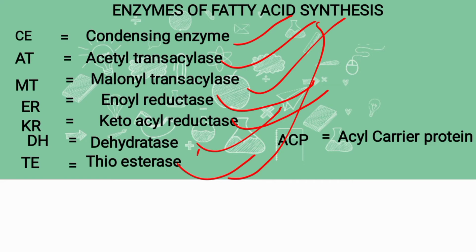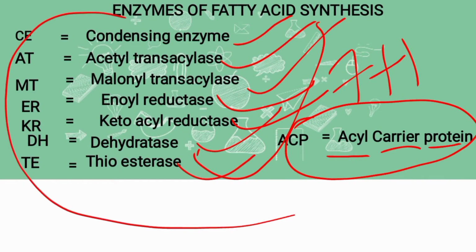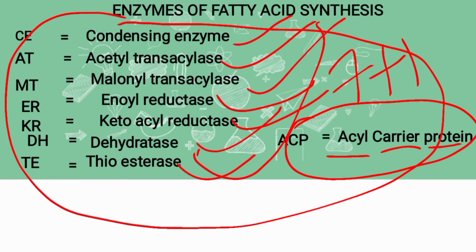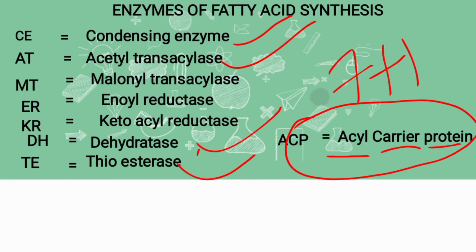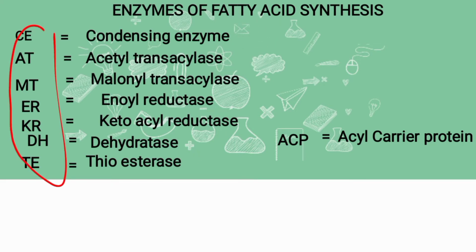So these are the 7 enzymes and one carrier protein. The carrier protein is called acyl carrier protein. So it's made up of 7 enzymes plus one carrier protein. All of this gives us what we call fatty acid synthase. As you can see, we have the abbreviations of these enzymes on the left-hand side and the full names on the right.